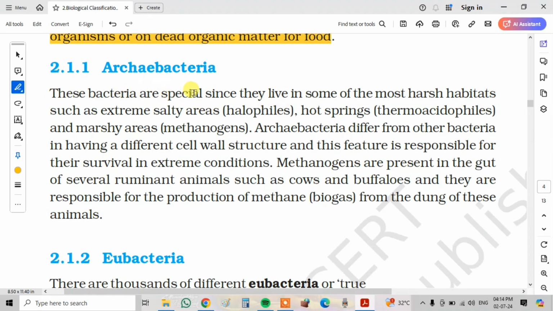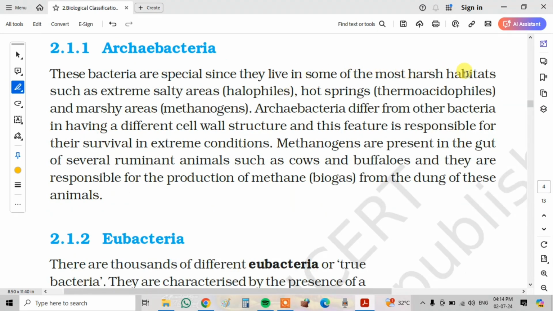Archaebacteria. These bacteria are special since they live in some of the harsh habitats such as extreme salty areas, halophiles, hot springs, thermoacidophiles, and marshy areas, methanogens. The archaebacteria are different from other bacteria in having a different cell wall structure. This feature is responsible for their survival in extreme conditions. Methanogens are present in the gut of several ruminant animals such as cows and buffaloes. They are responsible for the production of methane, known as biogas, from the dung of these animals.